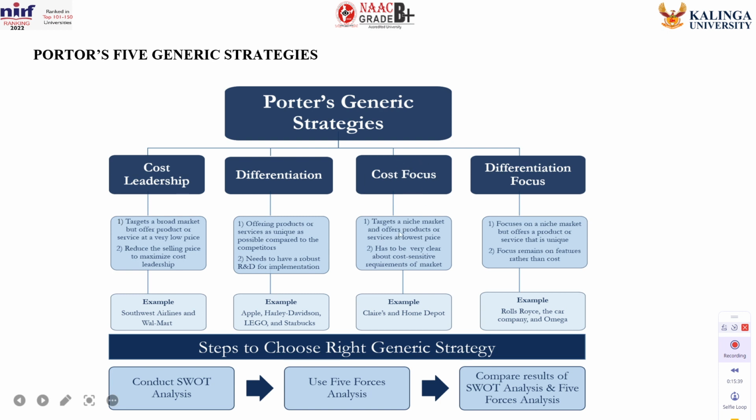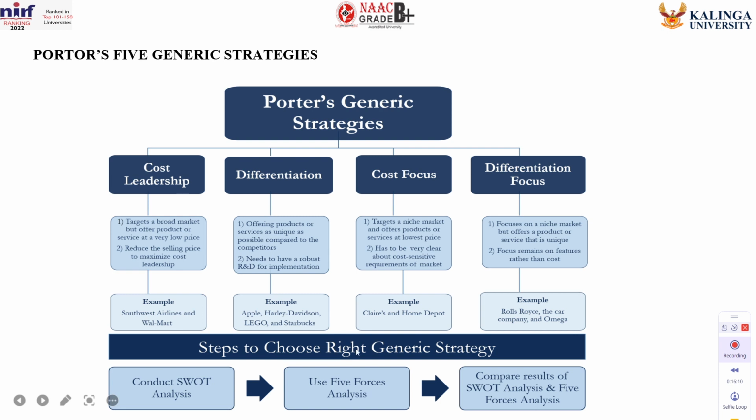Then cost focus targets a niche market and offers products or services at the lowest price. It has to be very clear about the cost-sensitive requirements of the market, because cost can increase anytime as they are serving a niche market. An example is Claire's and Home Depot. And differentiation focus is on a niche market but offers a product or service that is unique. So focus remains on the features rather than cost. An example is Rolls Royce, the car company, and Omega.